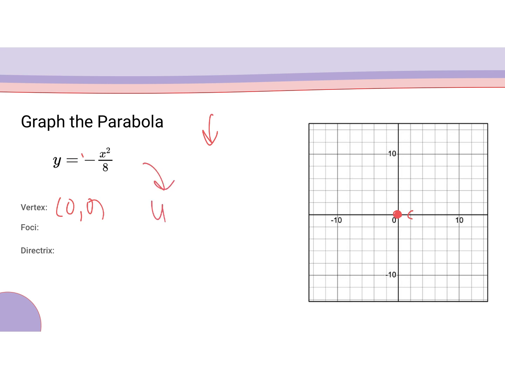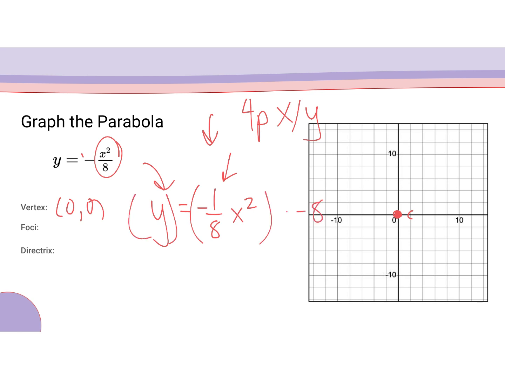So if I look at the equation, y equals negative 1/8 x squared. Remember what I said, that the 4p is in front of the singular variable, x or y. It's not in front of the squared variable. So I actually don't want the negative 1/8 here. So I'm going to multiply both sides by -8. -8y equals x squared. And so my foci would be this distance away divided by 4. So my foci distance would be 2.